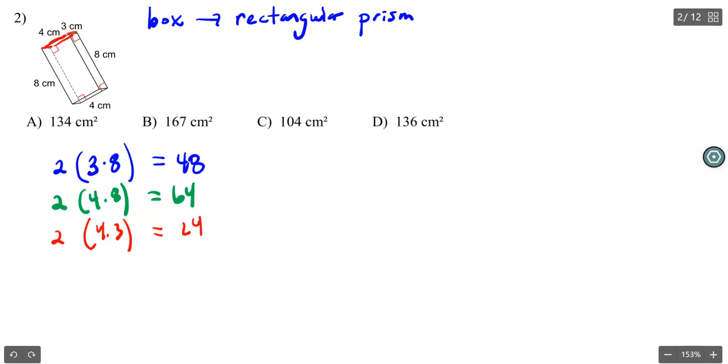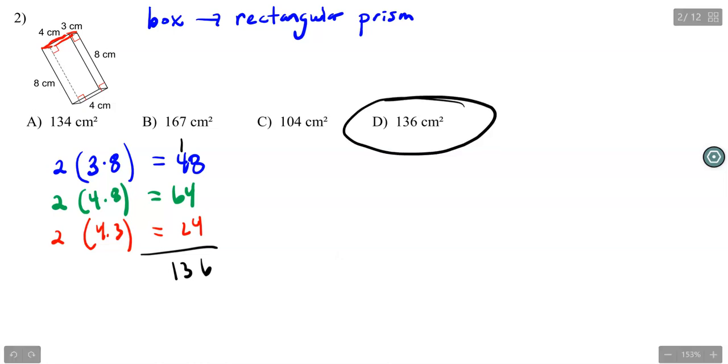Now I add these guys up for a grand total. And 8 and 8, 16, carry the 1, that's 11, 12, 13. So we're looking at 136. Getting a little bit nervous there. Correct answer is D.